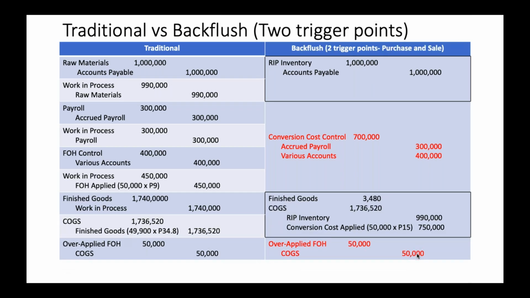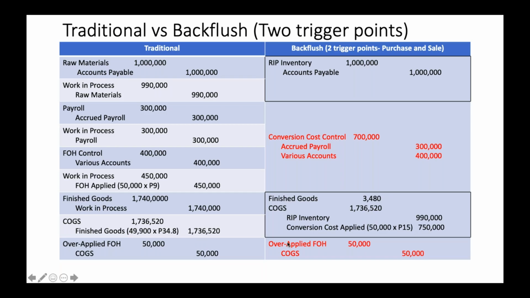Okay, now let's go to the two trigger points, and that is only upon purchase and sale. Upon purchase, we have an entry of debit raw and in-process inventory 1 million, and then accounts payable 1 million. And then sale. So as you can see, we will not be recognizing the inventory upon completion, but only upon sale.